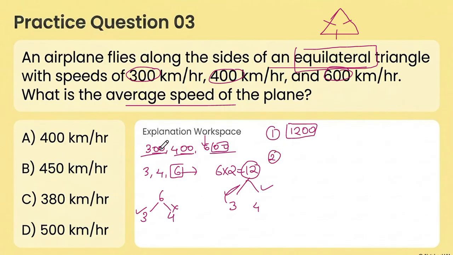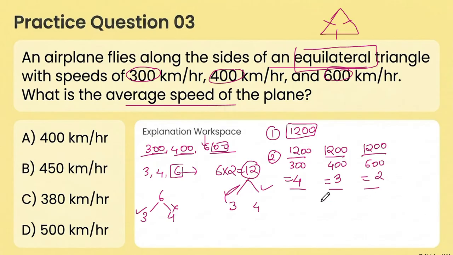Second step. Divide the LCM by each of these numbers. So 1200 upon 300: 3 4s are 12, so the answer is 4. Two zeros will get cancelled. Then 1200 upon 400: 4 3s are 12, so the answer is 3. And then 1200 divided by 600: 6 2s are 12, so the answer is 2. Then add all these time numbers, 4, 3 and 2. So 4 plus 3 plus 2 is nothing but 9. So this is our total time.